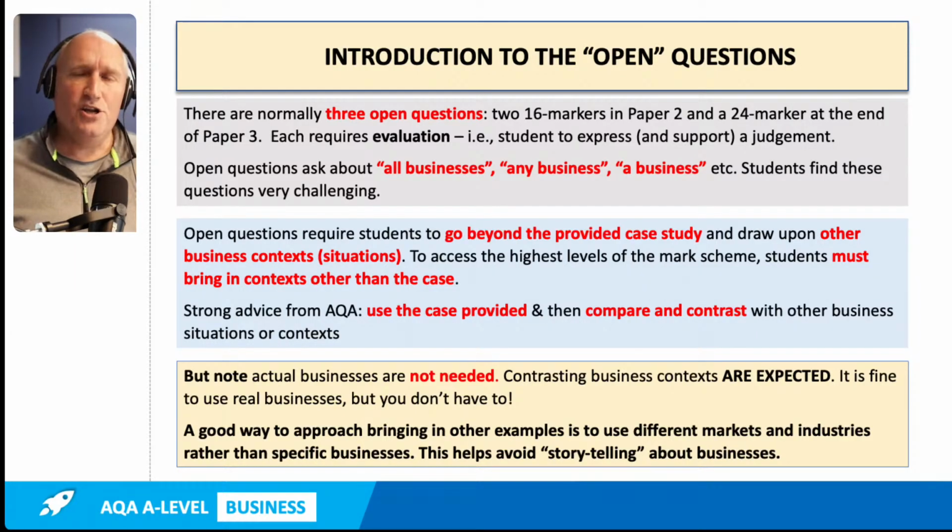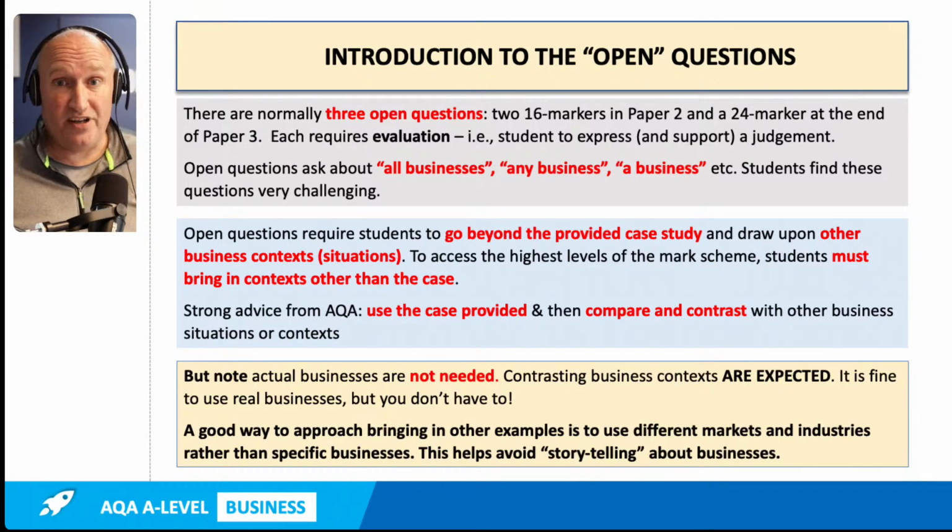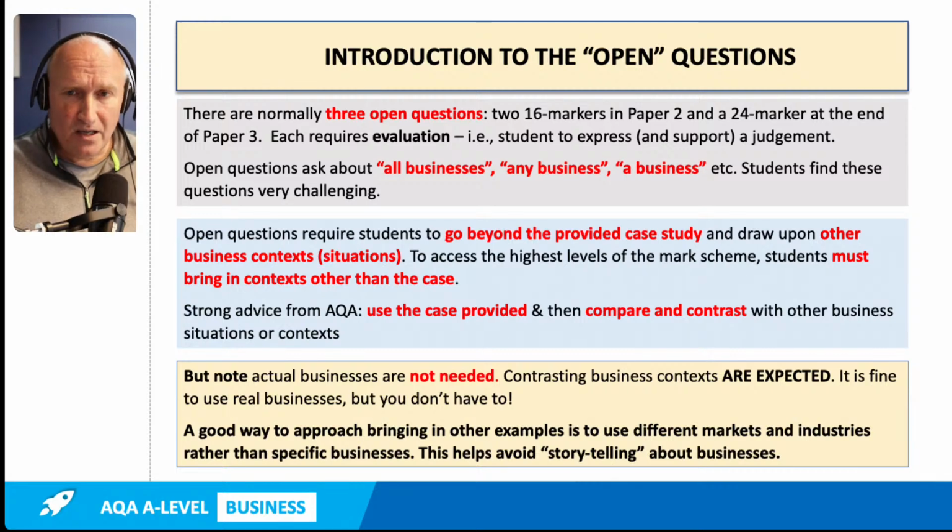But for example, you could talk about the car manufacturing industry as an example, rather than specifically talking about Nissan or Honda or Toyota. You could use the fast fashion industry as an example, rather than talking about, I don't know, ASOS or Boohoo or whatever. So if you've got real businesses to use, great, use them. You don't have to though. So it's not like a memory test for real life examples.